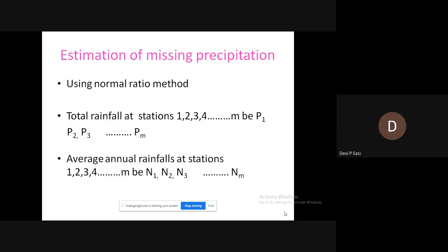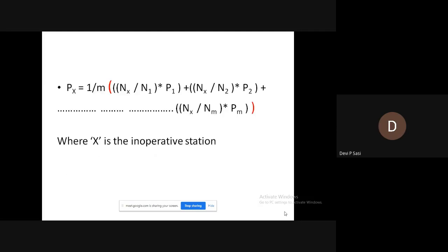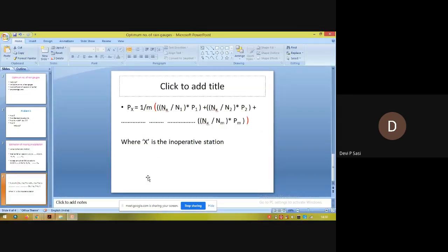Then, if the question is to find the precipitation in the inoperative station X എന്ന് പറയുന്ന ഒരു സ്റ്റേഷൻ നമ്മൾ inoperative ആയിട്ട് കൺസിഡർ ചെയ്തു. Now Px means the precipitation over X. If we have to find, Px is equal to Nx by N1 into P1 plus Nx by N2 into P2 up to Nx by Nm into Pm, the whole into 1 by m. Okay, this whole multiplied by 1 by m. So it will be clear when we deal with a problem. So let's see a problem.